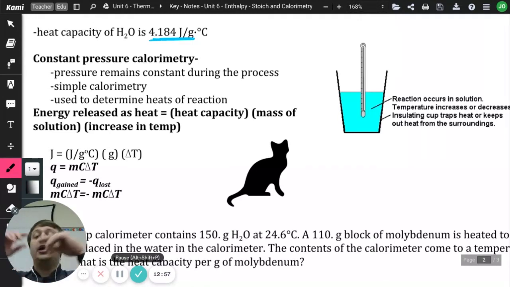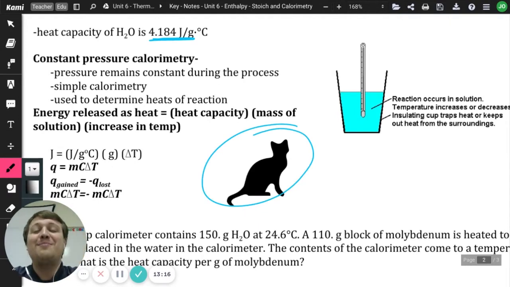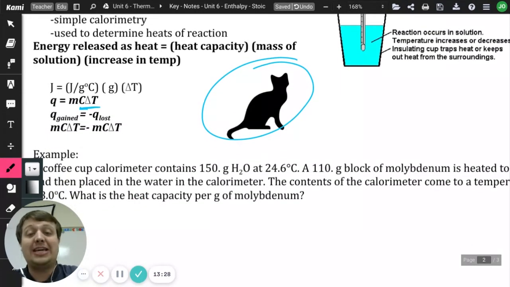Okay? Now, energy released as heat is going to equal the heat capacity times the mass of the solution times the change in temperature. And so we would call that Q equals MC delta T. I call it Q equals MCAT. That is why we've got a cat right there, because Q equals MC delta T. This looks like a cat right there. So Q is MCAT. So that heat is mass times the specific heat times the change in temperature.